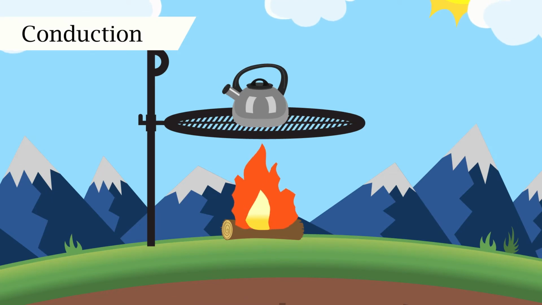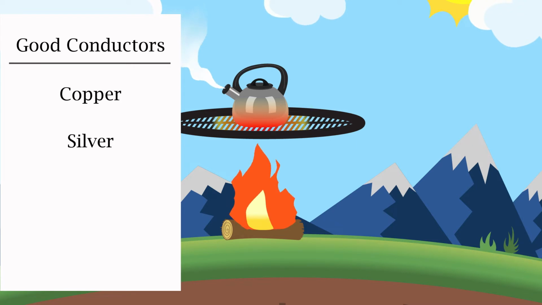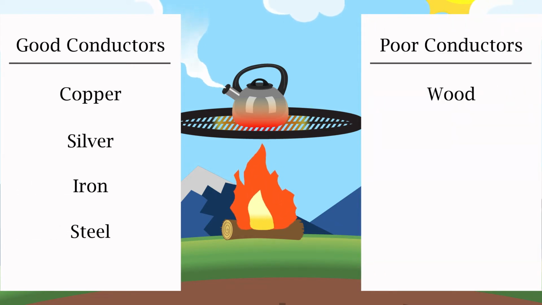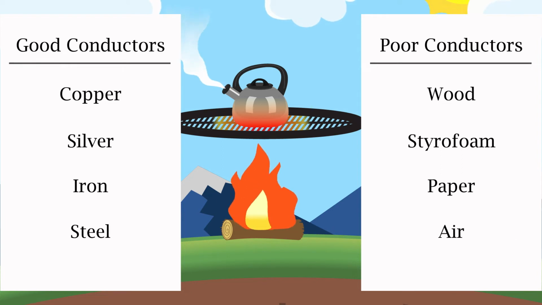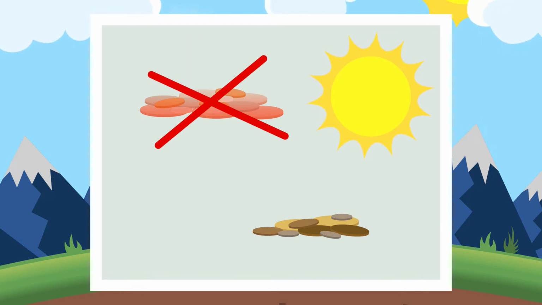Conduction is the transfer of heat between substances directly contacting each other. The better the conductor, the more rapidly heat will transfer. Good conductors include copper, silver, iron, and steel. Poor conductors include wood, styrofoam, paper, and air. It's why we don't recommend picking up a handful of change that's been sitting in the sun unless you want to burn your hands. But you're okay to pick up that pile of wooden nickels sitting next to it.